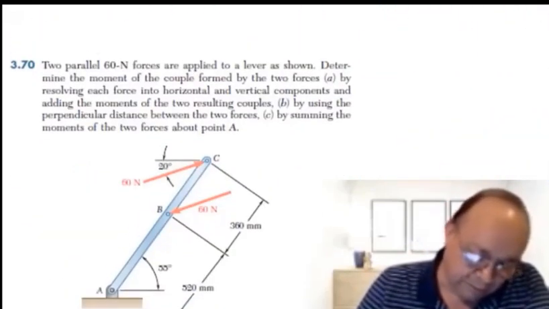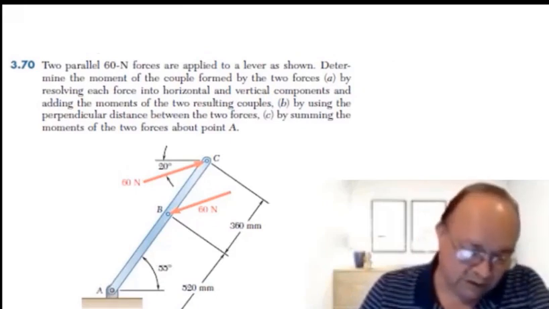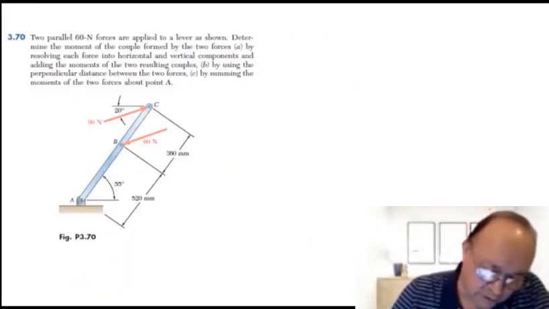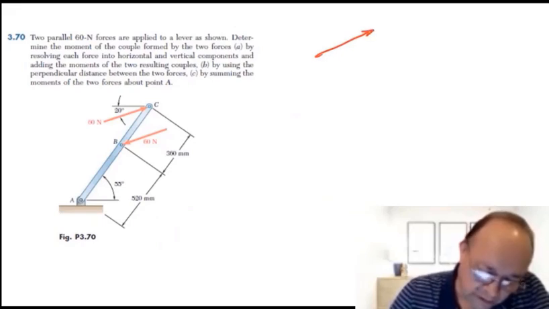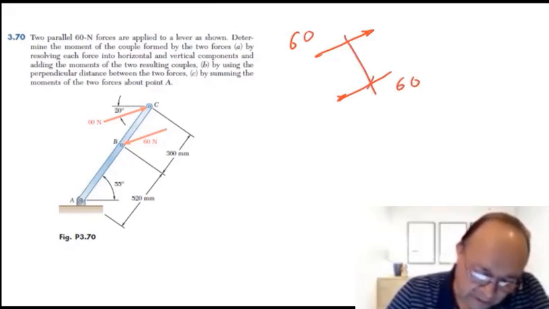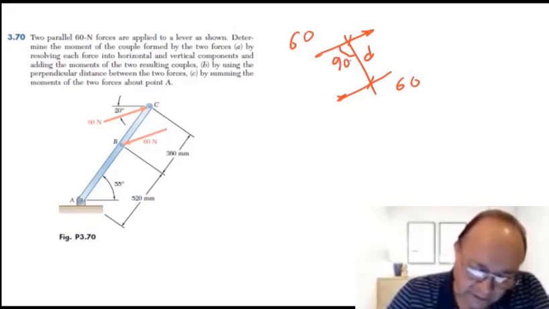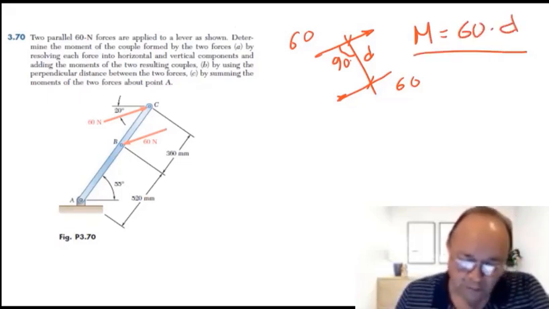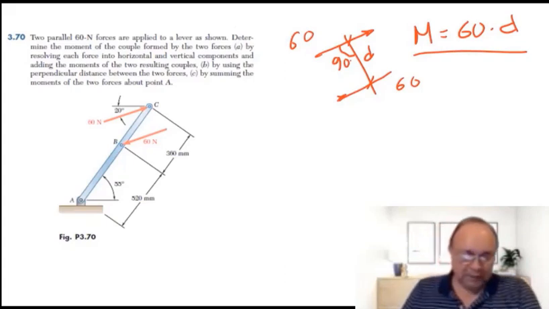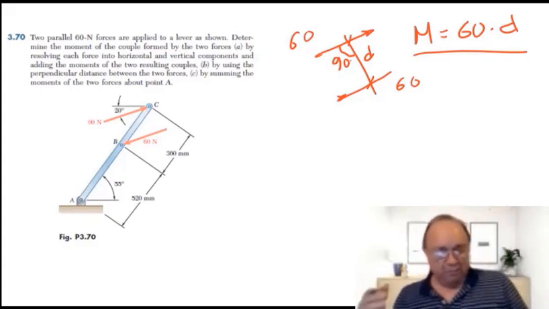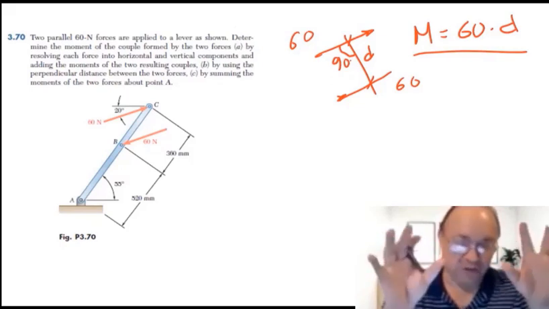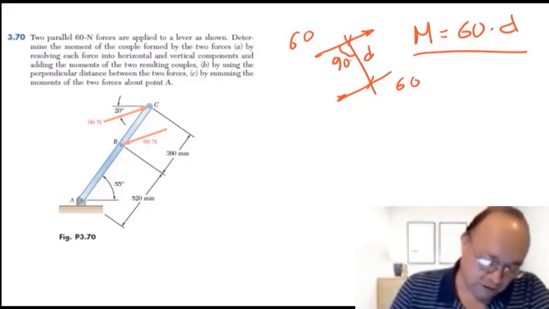So let's go back here. If you have this couple on this example here, you have a force that goes like that, a force that goes like this, the force is 60, this one is also 60. If we can find the distance here at 90 degrees, then the moment is equal to 60 times D. That's the magnitude of the moment produced by the couple. And most probably one of the questions is calculate the moment by using the distance between the forces. I'm pretty sure that's one of them.